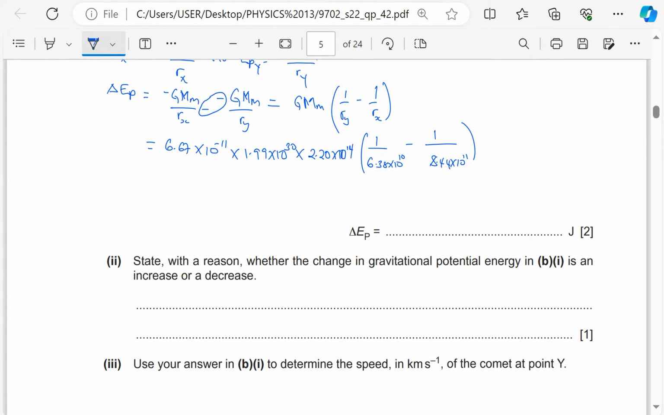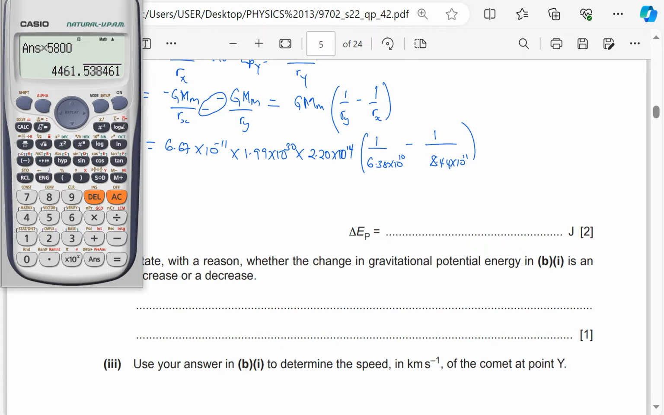Okay, so I'm just going to check my calculator. I'll start with a bracket, so I'll say 1 divided by 6.38 exponent 10, minus, open another bracket, 1 divided by 8.44 exponent 11. Then I'll multiply backwards times 2.2 exponent 14.